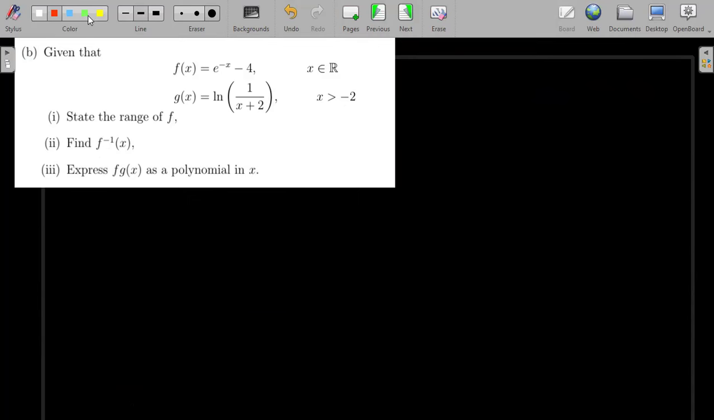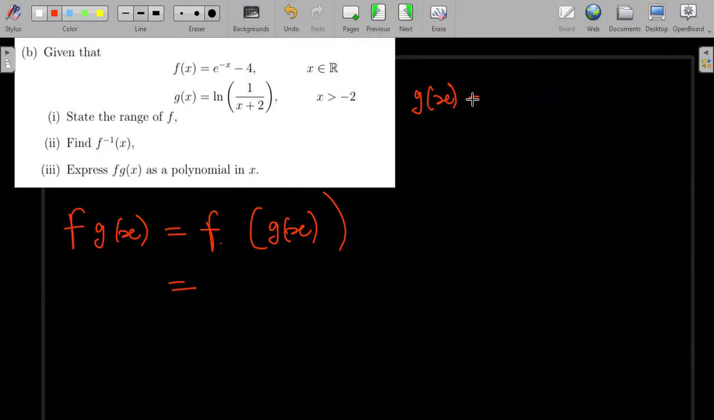Okay, so the last part, they're saying express f of g of x as a polynomial in x. So we see that this is the same as f of g of x. So this simply means, in the function f, wherever there's x, I have to put the function of what? g. So now g is equal to ln, and then I have 1 over x plus 4. Okay, so this is the same as ln.